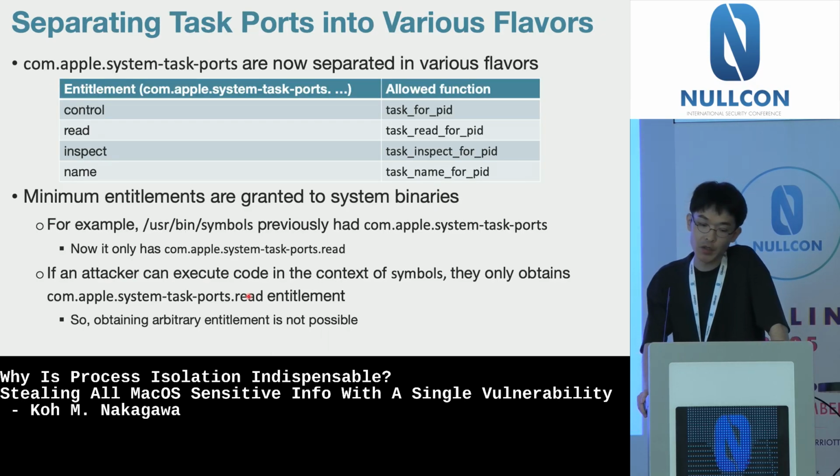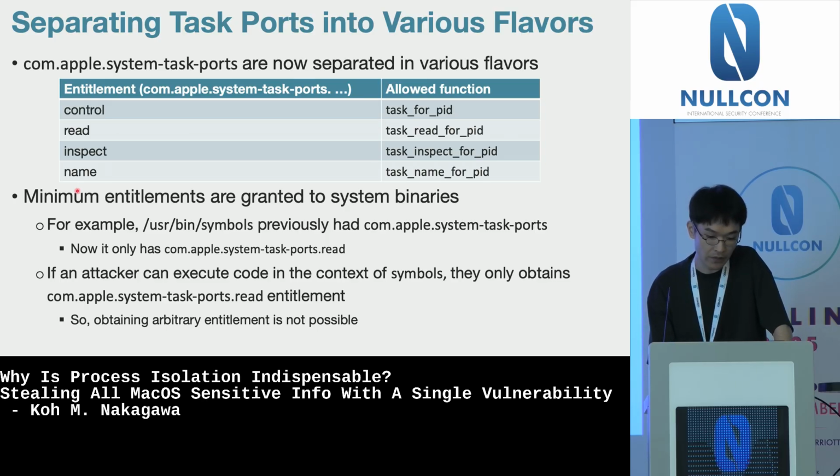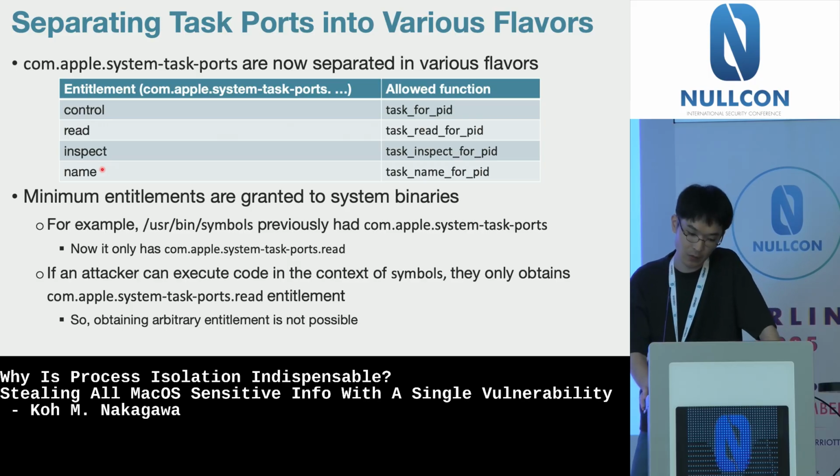Because this entitlement was abused, Apple eventually split it into multiple flavors. There are now 4 different variants of the system task port entitlement. If a binary has com.apple.system-task-ports.controlled, it can call task_for_pid. If it has the com.apple.system-task-ports.read entitlement, it can only call task_read_for_pid, which allows reading another process's memory. There are 2 more flavors with more limited scopes.